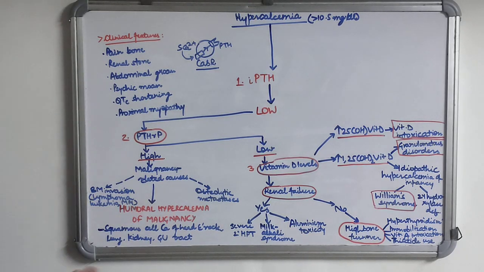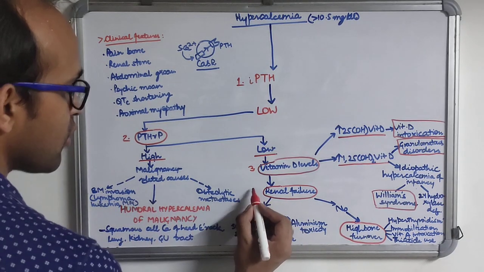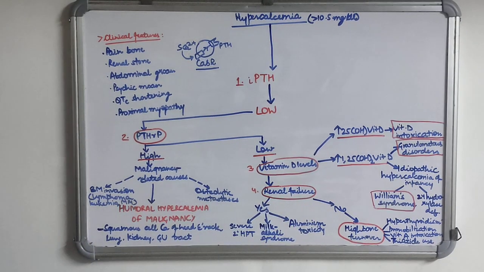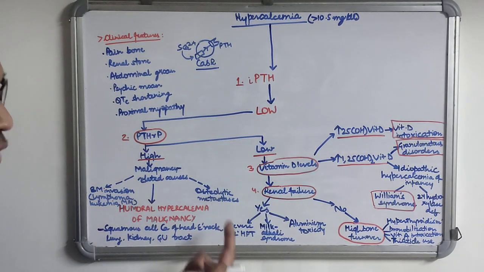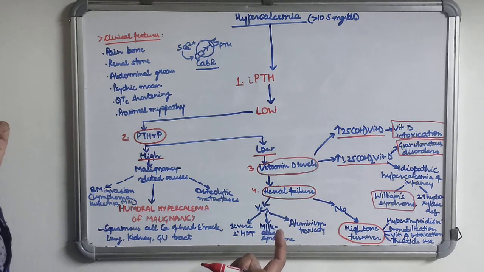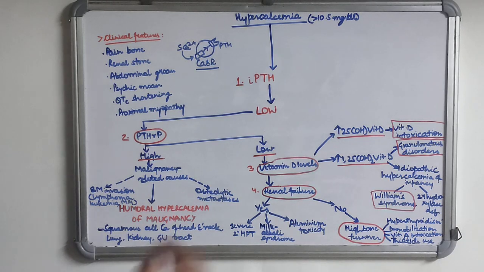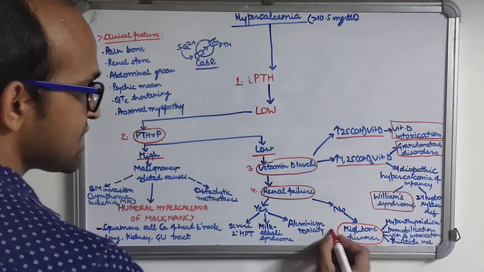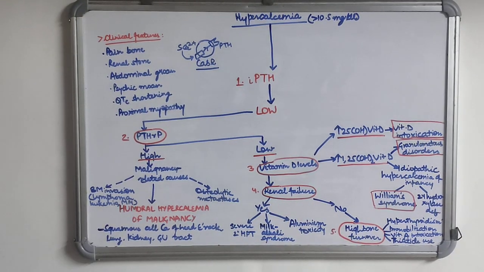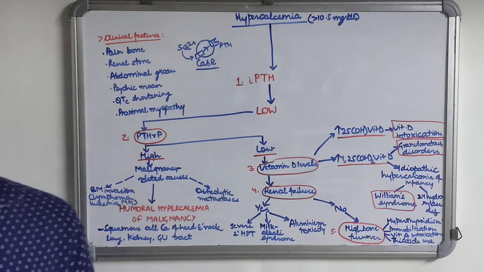Now, if there are normal vitamin D levels, then you should look for renal failure. If there is renal failure, then probably the causes are severe secondary hyperparathyroidism, milk alkali syndrome and aluminium toxicity. And in the absence of renal failure, the last option is high bone turnover, which can result in hypercalcemia. So this is all about hypercalcemia.